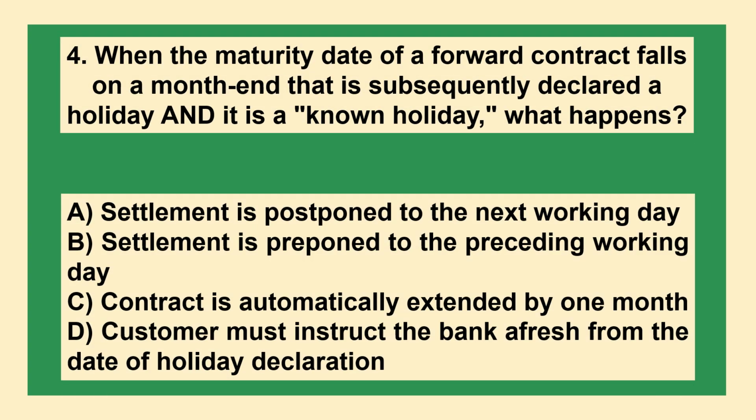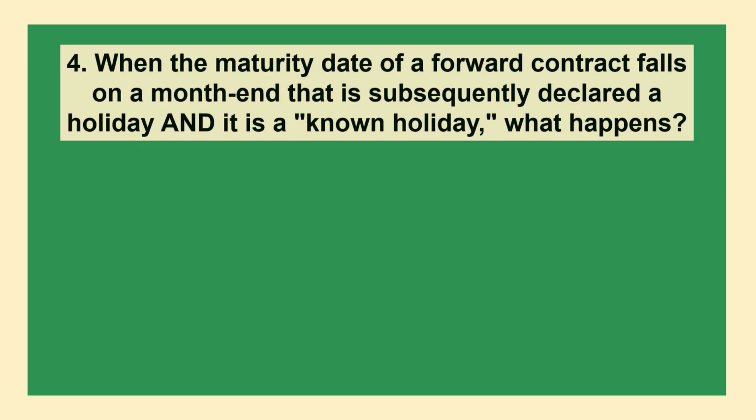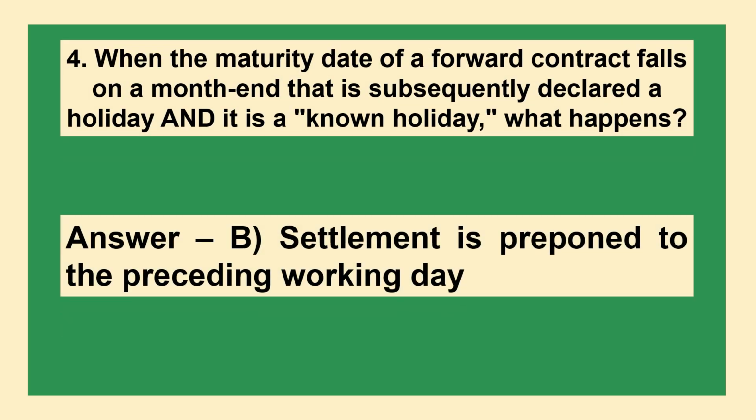When the maturity date of a contract falls on a month end that is subsequently declared a holiday, and it is a known holiday, what happens? A. Settlement is postponed to the next working day. B. Settlement is preponed to the preceding working day. C. Contract is automatically extended by 1 month. D. Customer must instruct the bank afresh from the date of holiday declaration. The answer is option B. Settlement is preponed to the preceding working day.